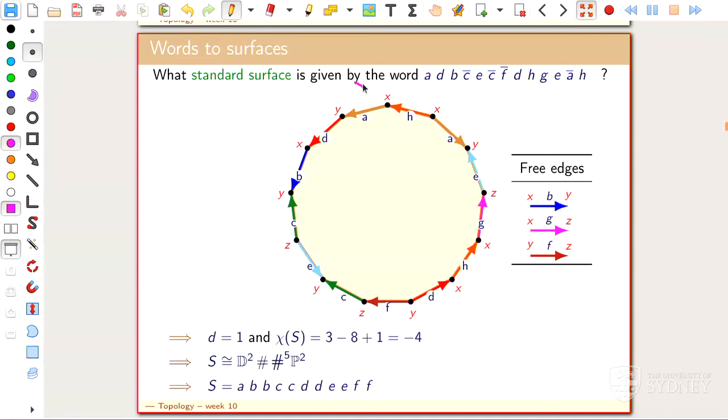So we start by reading here, and we read along. So let's see. I see A, D, B, C bar, E, C bar, F bar, D, H, G, E, A bar, and H. Well, now that's my polygon for the word. And you really just get it by writing down the edges. It's not really difficult, right? You start somewhere, put the A, put the D, put the B, put the C inverse, and so on. Just do it.